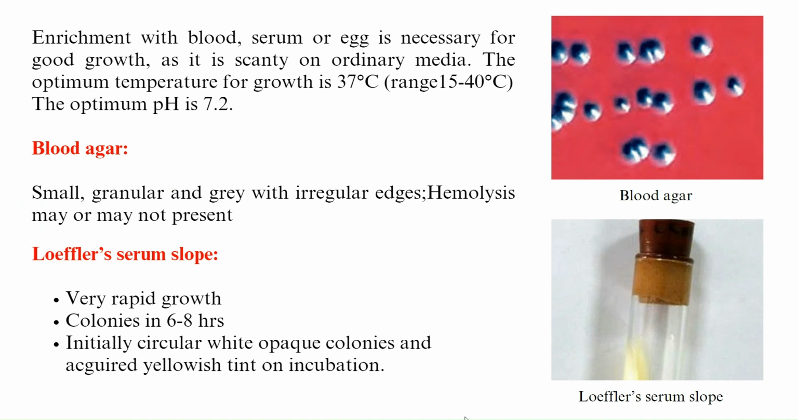In blood agar, they are small, granular, and gray with irregular edges. Hemolysis may or may not be present. In Loeffler's serum slope, they have very rapid growth. Colonies form in 6 to 8 hours. Initially they are circular, white, opaque colonies, and acquire a yellowish tint on incubation.